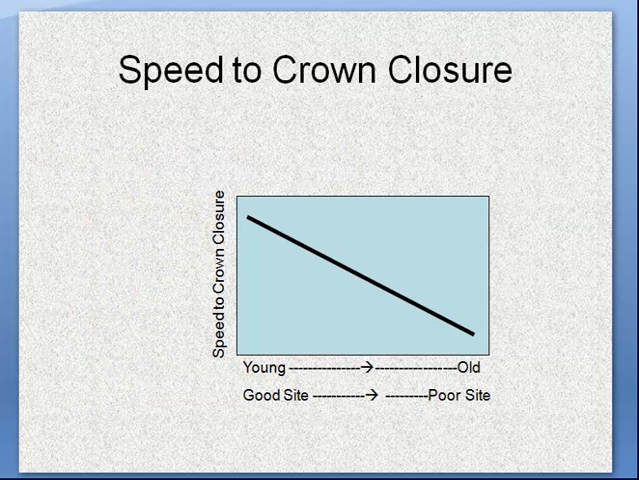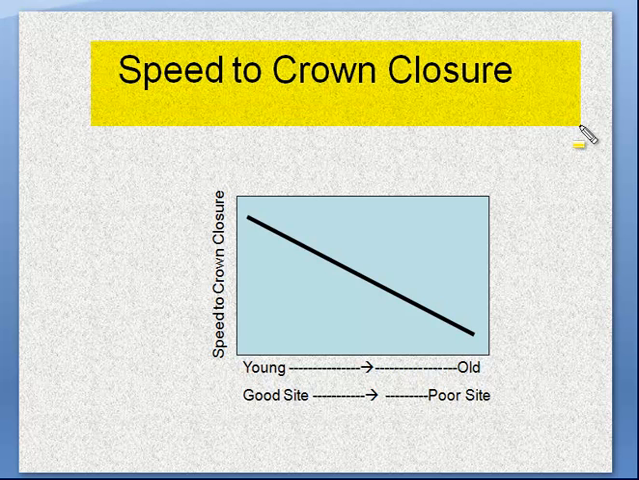So, how fast do crowns close? Generally speaking, it's been proven that the younger the stand, the faster the crown will close again. And why is that a good thing? It keeps out competition, right? So older trees, when you thin them out, they don't respond as fast. And a good site will certainly have faster crown closure than a poor site, because a poor site just doesn't grow as fast.